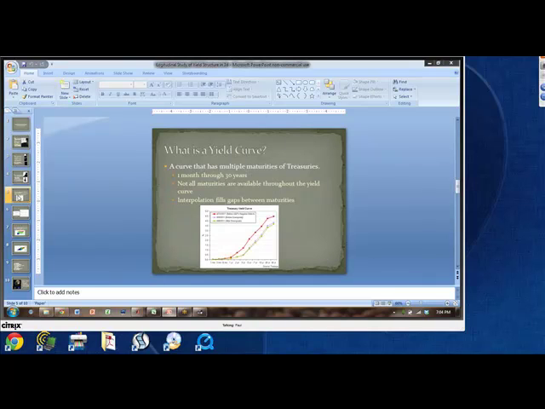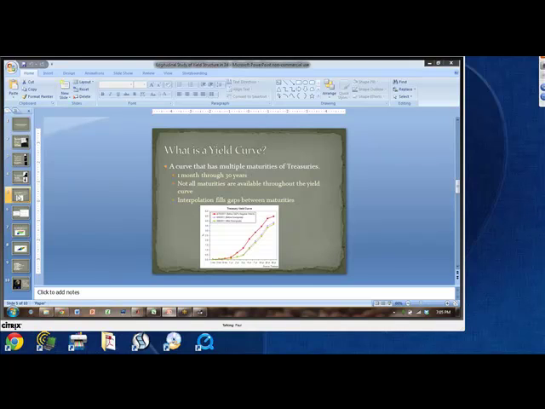And let's go to the meat of this lecture here. What is a yield curve? Well, the yield curve is basically a curve that's measured in time on the x-axis and the actual interest rate, or what's called the yield, on the y-axis. And it shows, typically if you're looking at it from a U.S. perspective, the U.S. Treasuries, from 1 month through 30 years.